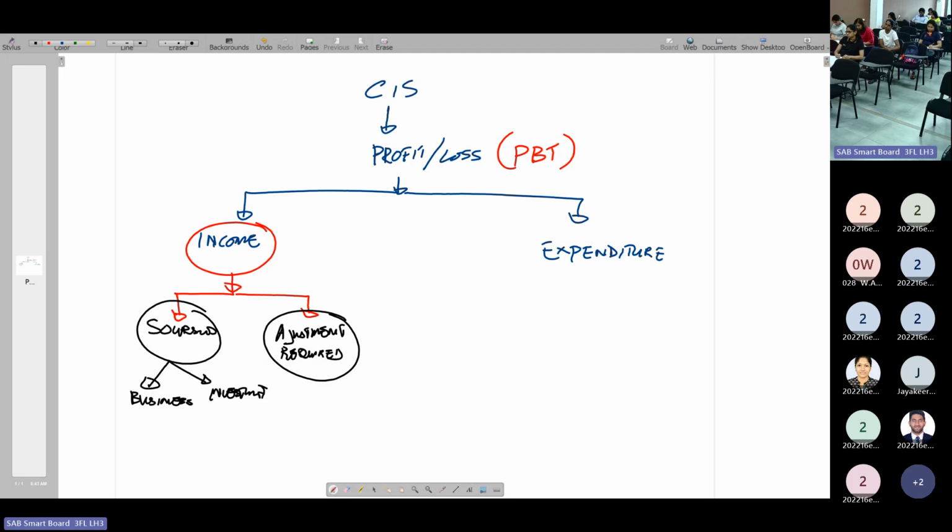Right? And on the expenditure side also, right? The category of expenditure we have to check. Some expenditure is allowed for tax purposes, some is not. Right? Allowable and disallowable.